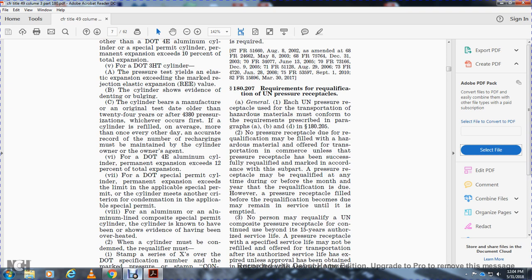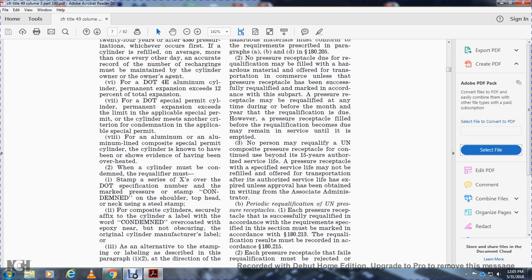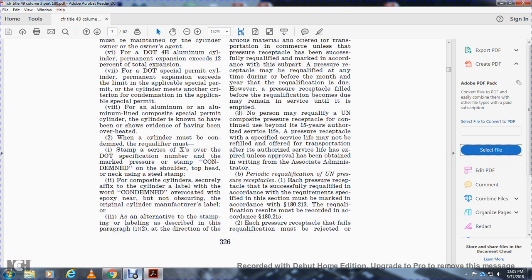8. The aluminum and aluminum lime composite special material cylinders now to have the bin and also evidence having the oven over the teeth with the cylinder must be condemned with the qualifier stamp with the series of the X's over the DOT specification number and the marked pressure from the top of the condemned on the shoulder, the top of the neck, even in steel stamp.